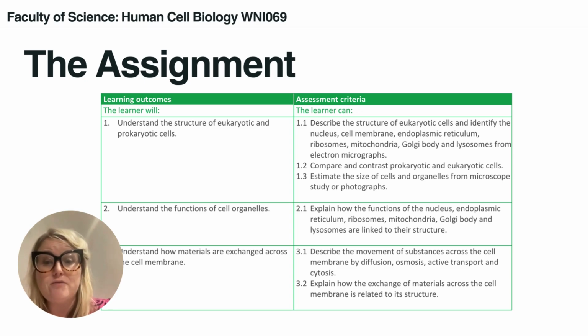So when you're going through each of these criteria, let's go through the first one, 1.1: describe the structure of eukaryotic cells and identify the nucleus, the cell membrane, the endoplasmic reticulum, ribosomes, mitochondria, Golgi body, and lysosomes from electron micrographs. An electron micrograph is specifically an image which has been taken using a microscope.